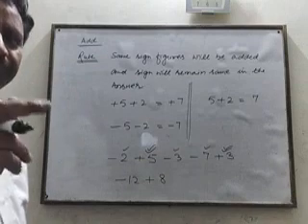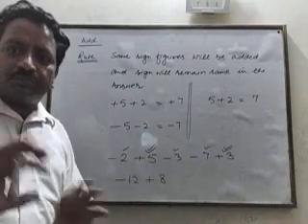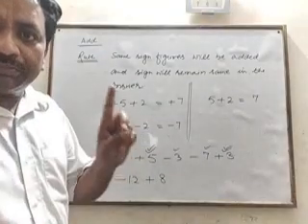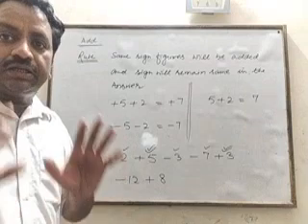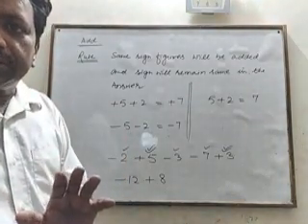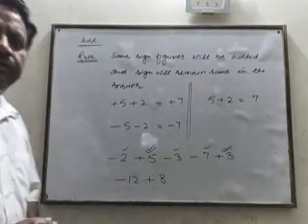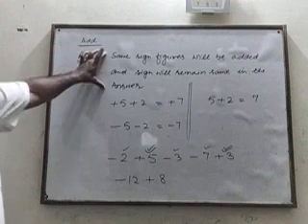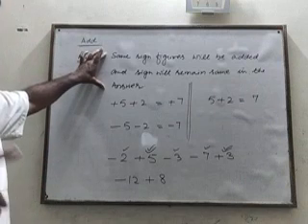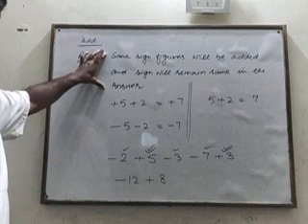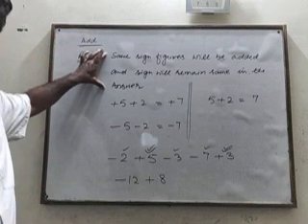And do not remember the rules plus plus plus, minus minus plus. Don't remember that rule. That creates greater confusion among young minds. So remember this rule and don't repeat that rule, plus plus plus, minus minus plus, in your mind. That is the major obstacle.